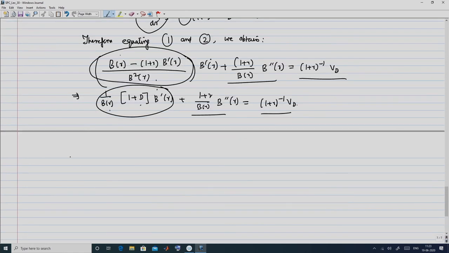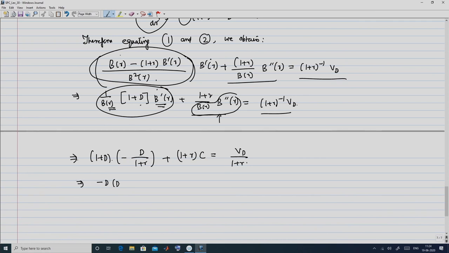All right. So, now what can you do? Now observe very carefully. I have this 1 plus D term and then I have B prime of r over B of r, which is nothing but minus D over 1 plus r. And here I have B double prime of r over B of r. So, this is going to be 1 over 1 plus r and this term here is going to be C, and this is going to be equal to V D over 1 plus r. Now, this implies that minus D into (D plus 1), and multiplying both sides by 1 plus r, I get plus (1 plus r) whole square C. This is equal to V D.